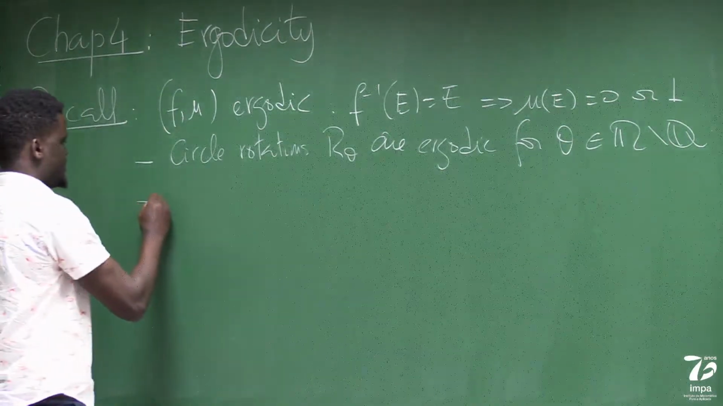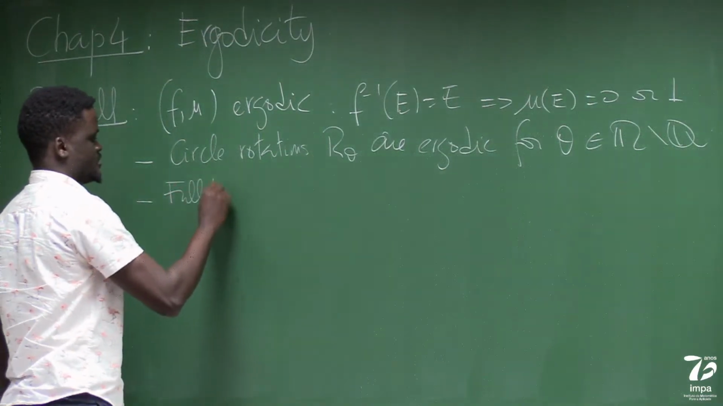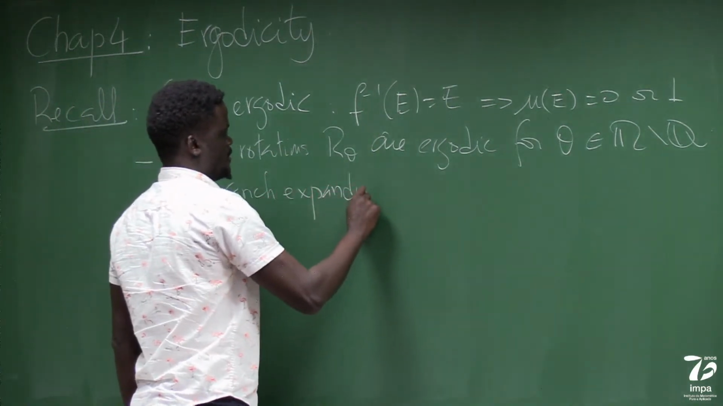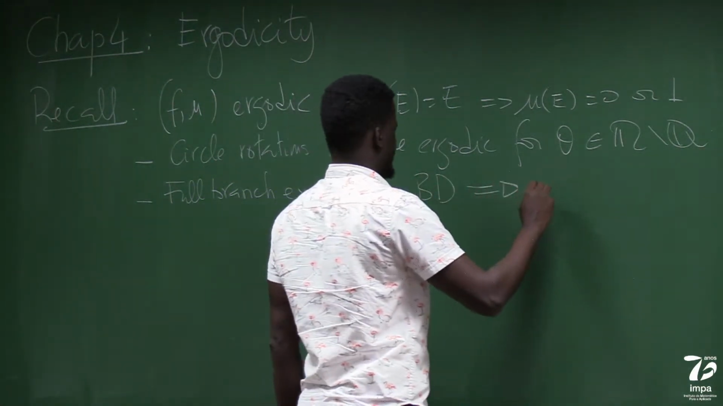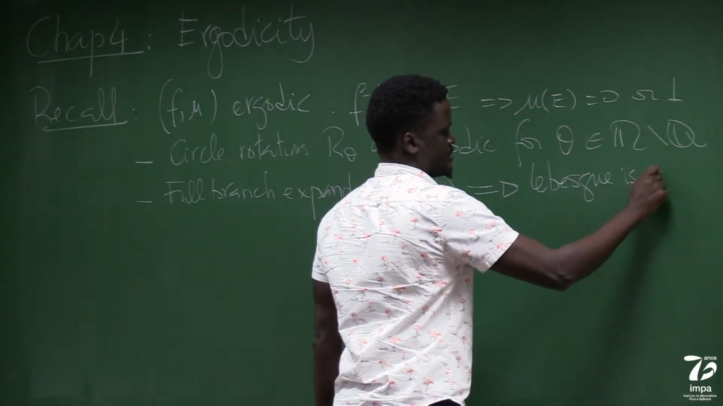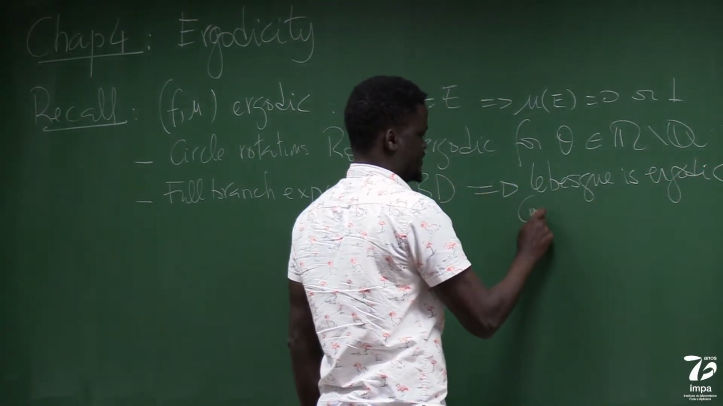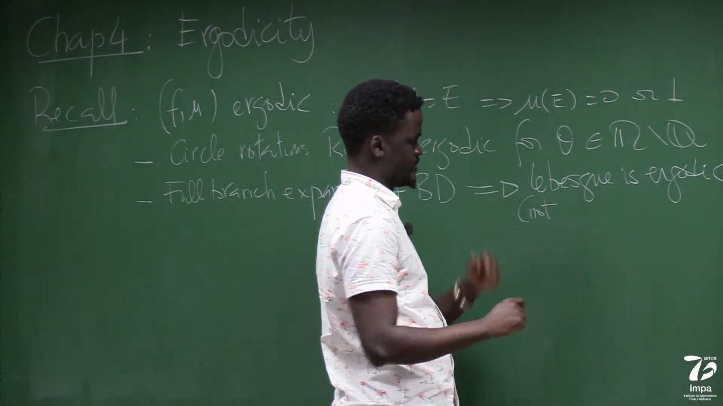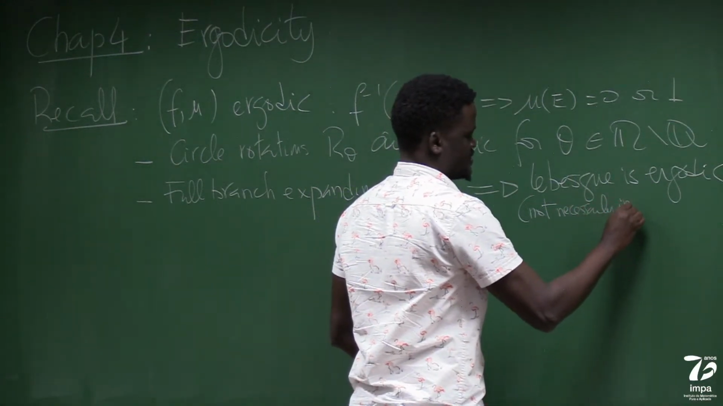And remember, last time we have also seen a scheme on how to prove that when you have a full branch expanding map plus bounded distortion, this also implies that Lebesgue is ergodic. And remember, Lebesgue is not necessarily invariant for a full branch expanding map unless you have linear branches.